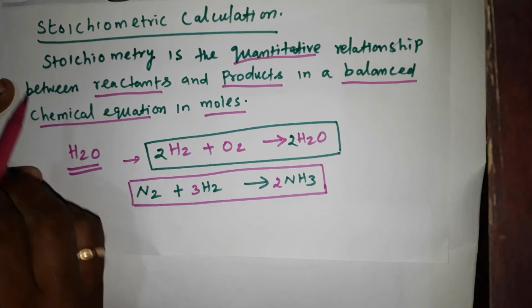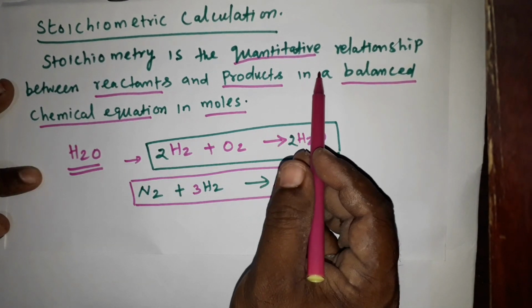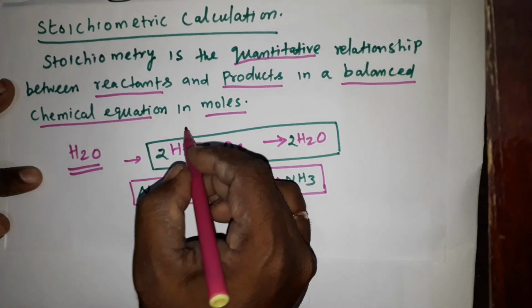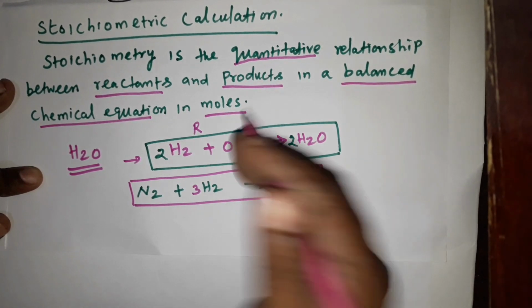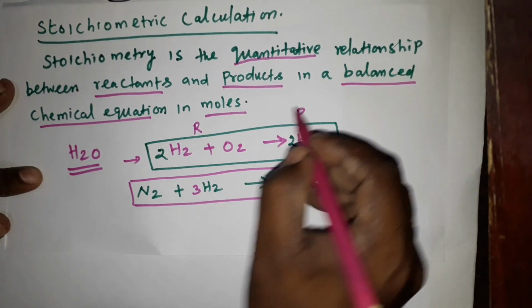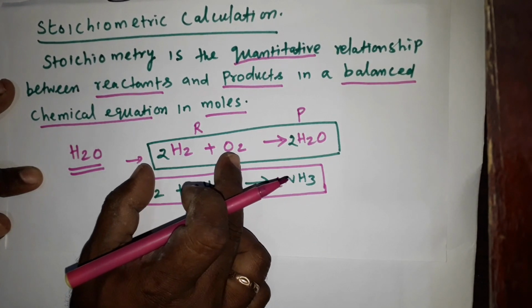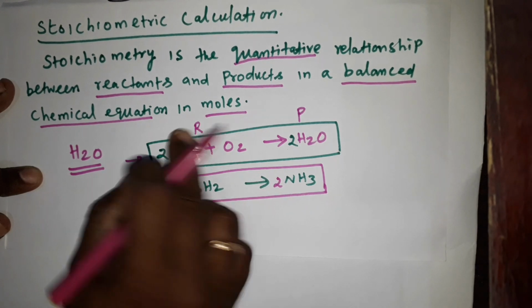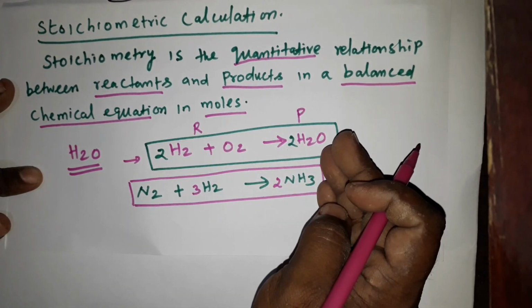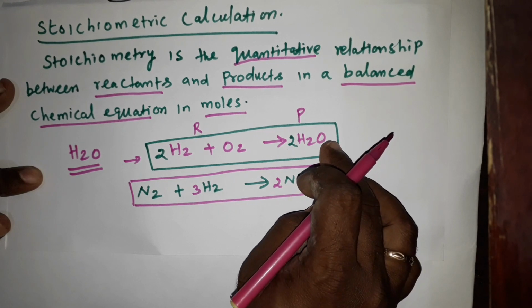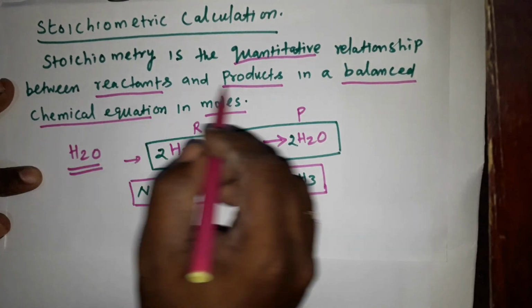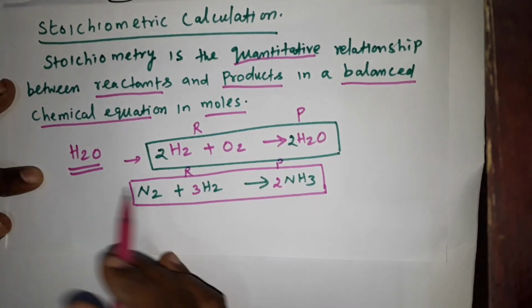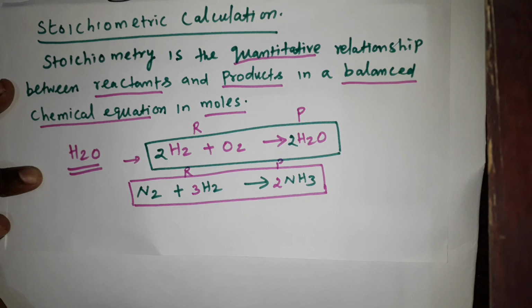So stoichiometry is a quantitative relationship between reactants and products. The side before the arrow, the left hand side, these are called reactants. After the arrow, that is products. So reactants and products in a balanced chemical equation in moles. Clear? So this is the stoichiometry concept.